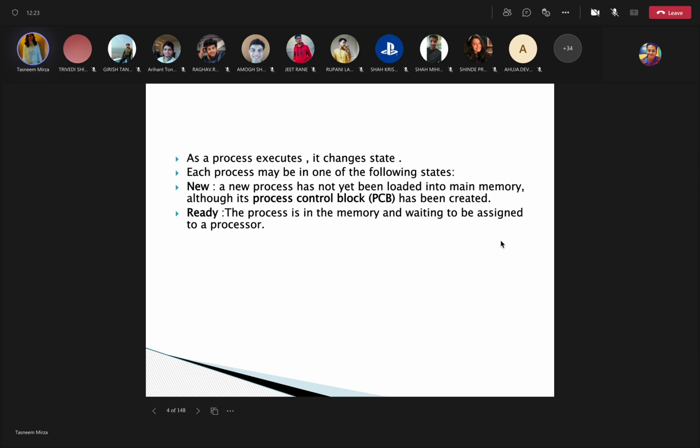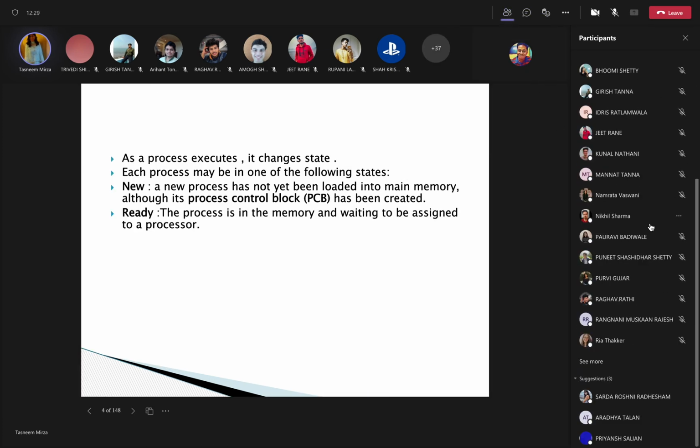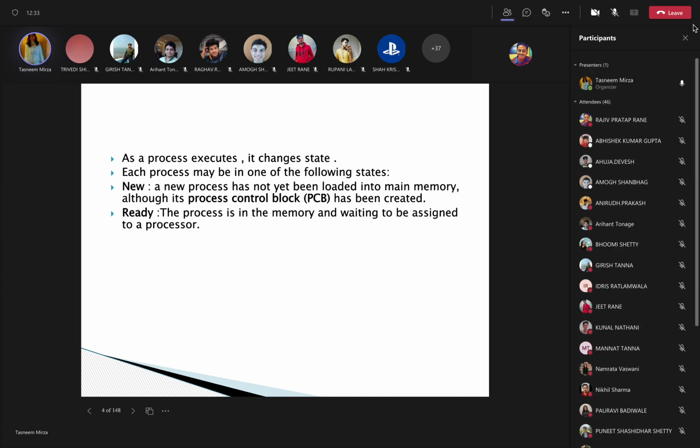The process is in the memory. When I say memory, please students, you have to remember it's main memory. The process is in the main memory and waiting to be assigned to a processor. That is nothing but the ready state. The process is ready now.